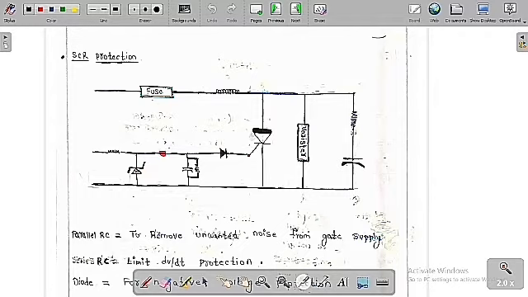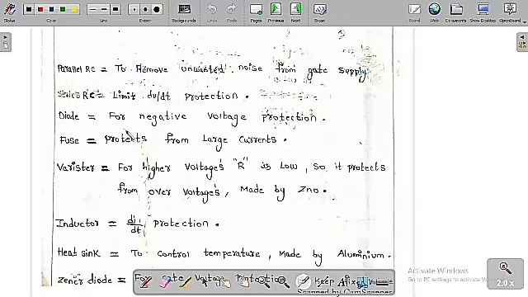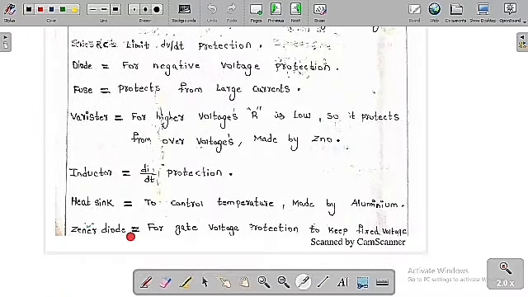So these are some of the devices we are going to keep across the SCR to protect from various conditions. The same thing I have written: parallel RC to remove unwanted noise from the gate supply, series RC to limit dV/dt, and diode for negative voltage protection. Fuse protects from large currents, varistor for higher voltages, where resistance is very low, so it protects from over voltages, and is made of zinc oxide. Inductor for di/dt protection, and heat sink to control temperature, and it is made of aluminium. Zener diode for gate voltage protection to keep a fixed voltage.